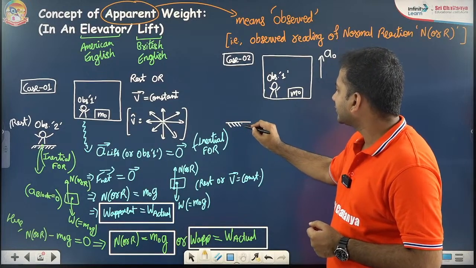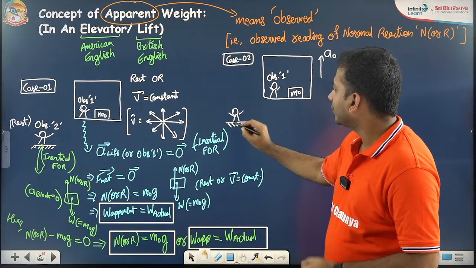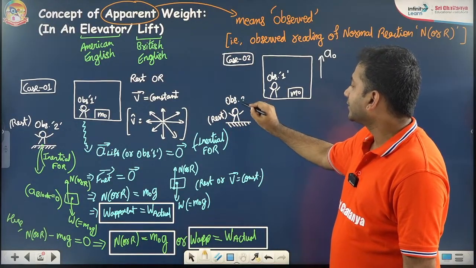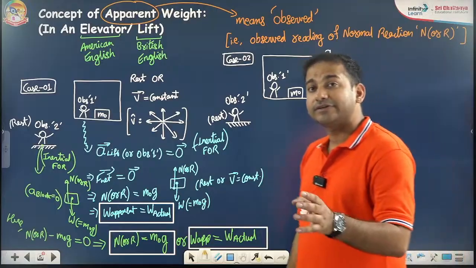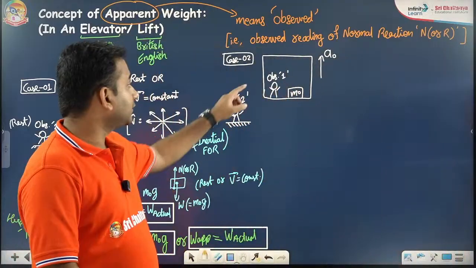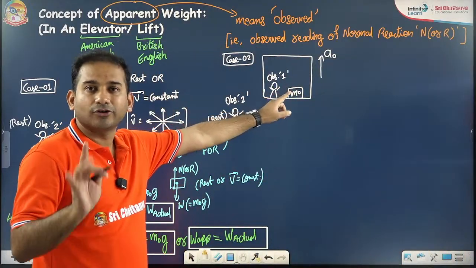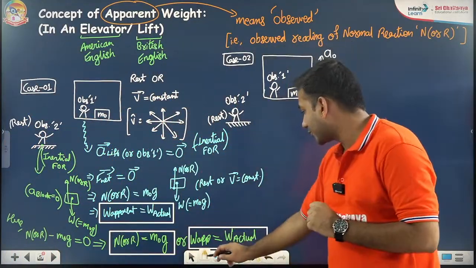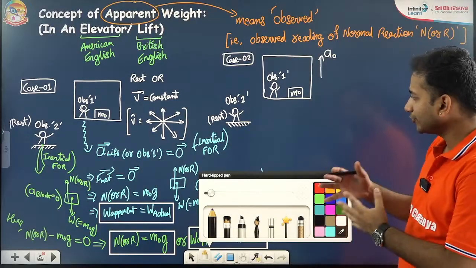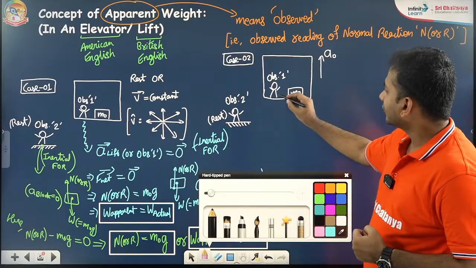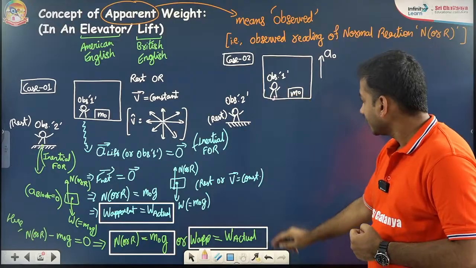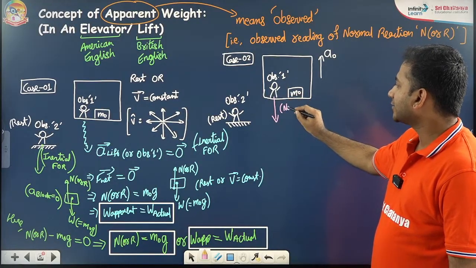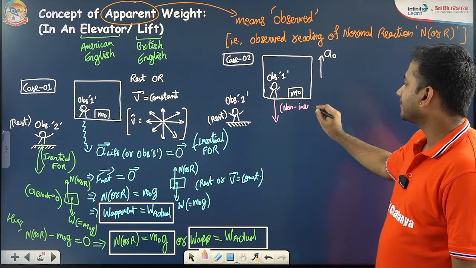There is another observer here, observer 2, which is at rest on the ground. Observer 1 is accelerated, which means non-inertial. Observer 2 is at rest on the ground, which means inertial. That's what we have learned. Now let us try to understand how to distinguish between them. If I talk about observer 1, what is his observation? I will say it is a non-inertial frame of reference.